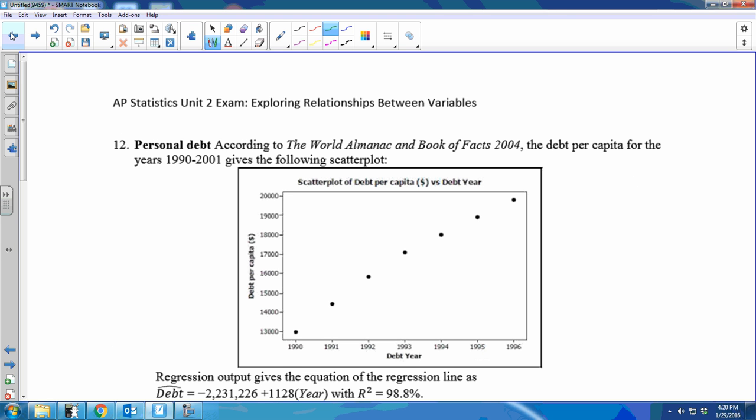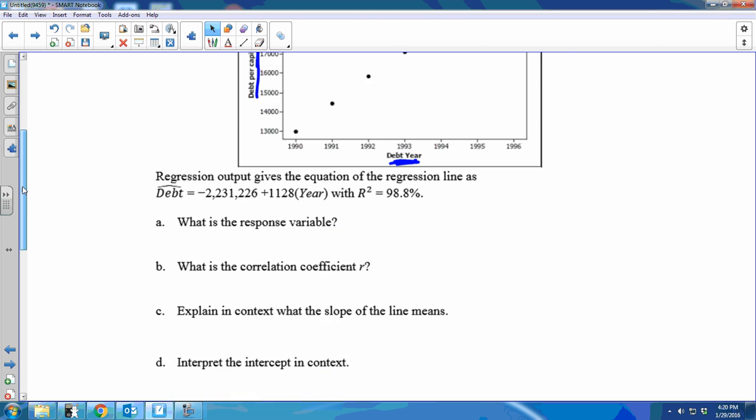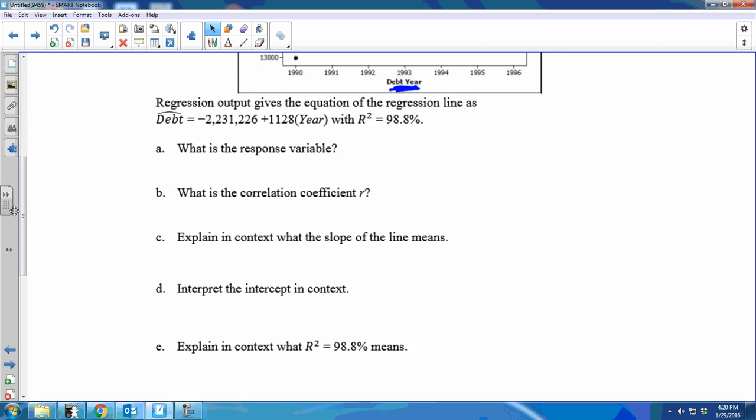According to the World Almanac and the Book of Facts 2004, the debt per capita for the years 1990 to 2001 gives the following scatter plot. So we can see we have debt year as X, and we have debt per capita for Y. That's important. A regression output gives the equation of the regression line as follows, and it gives you R squared. So it says, what is the response variable? That is just vocabulary. Response variable means Y, and so the response variable is debt per capita, not the year.